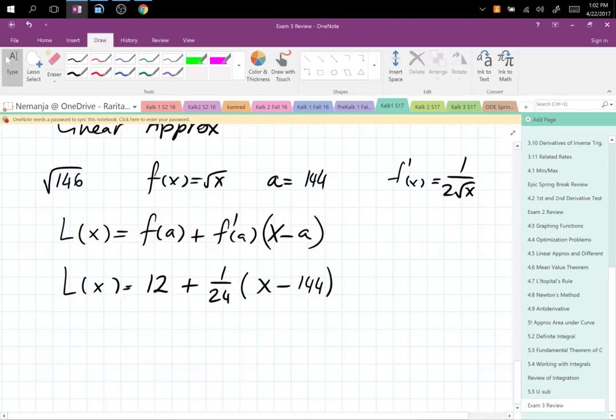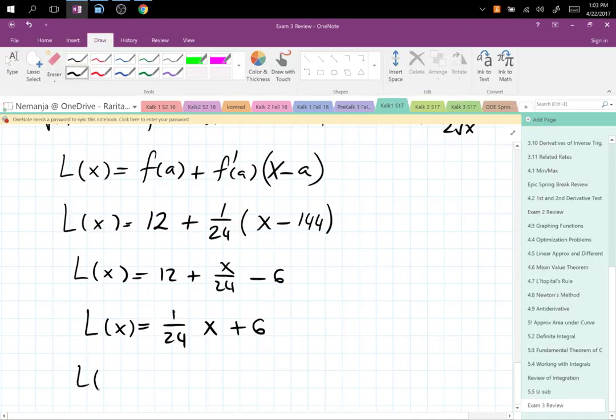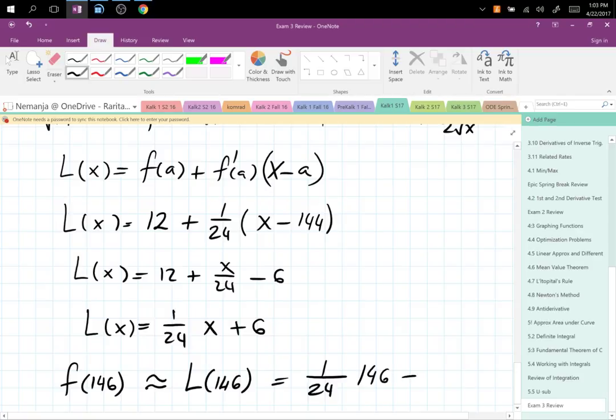Half of 12 is 6, right? So L of x is equal to 12 plus x over 24 minus 6. So L of x is equal to 1 over 24 x plus 6. That's the tangent line. And now all I need to do is to go and say L. So f of 146 is approximately the same as L of 146, which is 1 over 24 times 146 plus 6.